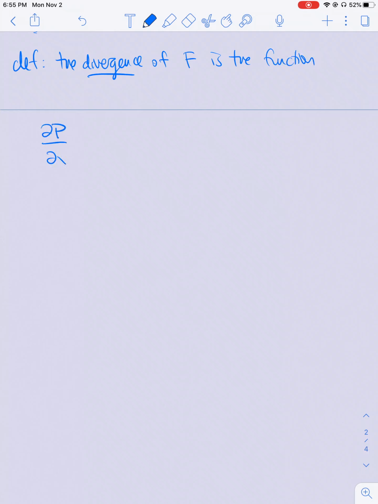So the final thing is the divergence. The final operator is the divergence. This, of a vector field, is the function dP/dx plus dQ/dy plus dR/dz. This is some function from R3 to R, and it's denoted div F. Your book explains divergence geometrically using fluid flow, so you can read that if you're interested.